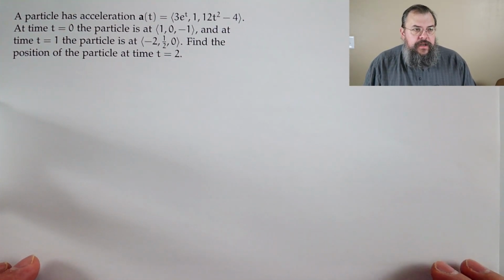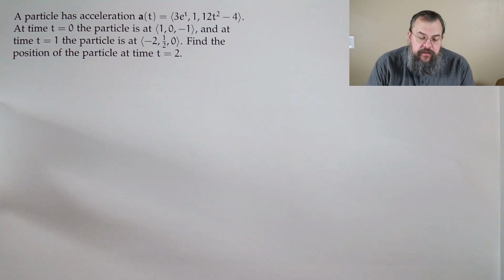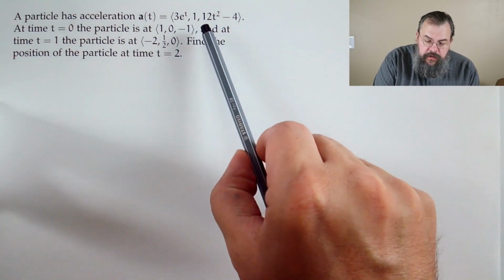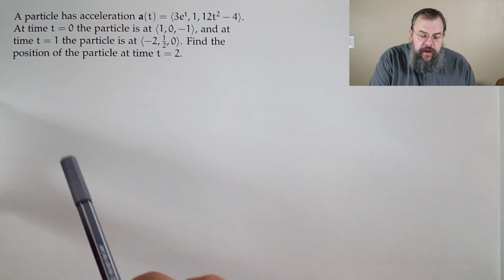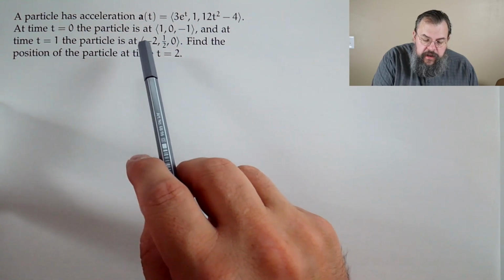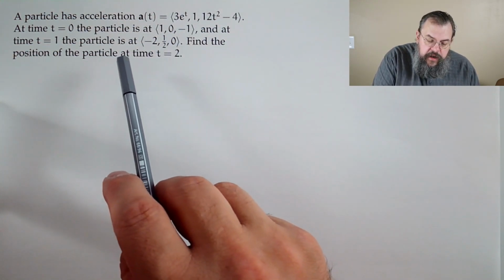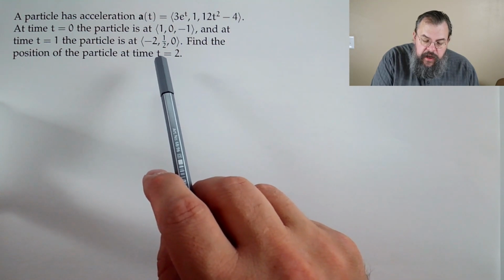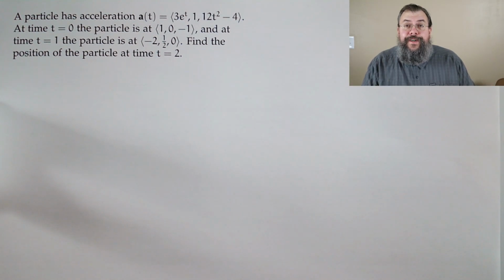So, a particle has acceleration, and it's this function, 3e^t, 1, 12t² − 4. And we know at time 0, the particle is at a given location, (1, 0, −1). And at time 1, it's at another location, (−2, 1/2, 0). Where is it at time 2?